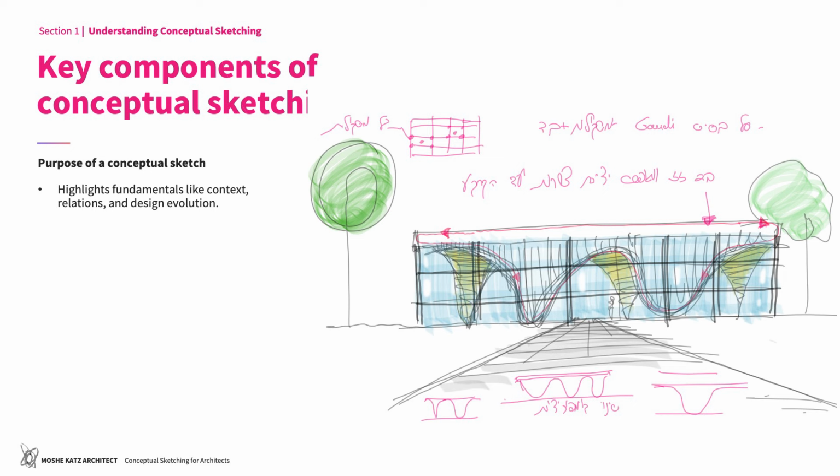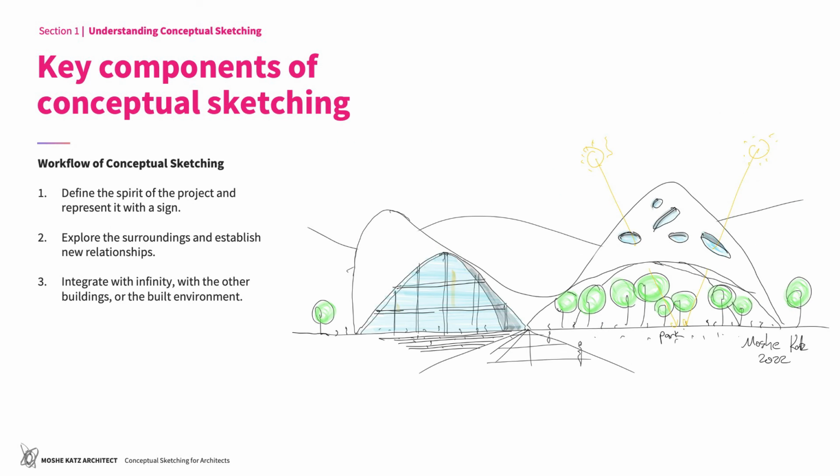So how do we start basically with the conceptual sketching? The first part is to define the spirit of the project and represent it in very few signs and symbols. Then as a second stage, we explore the surrounding and establish new relations with the environment of the sketch and the project itself. If it is an urban environment, a natural environment, we show it in the sketch itself. And as the last part, we usually integrate other buildings, the close environments, and integrate with infinity.